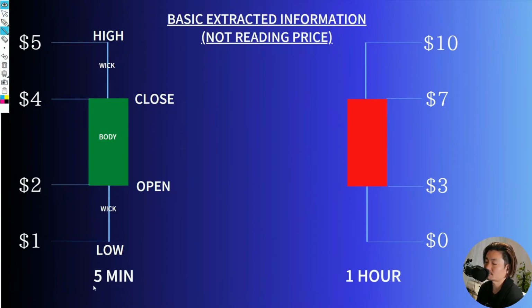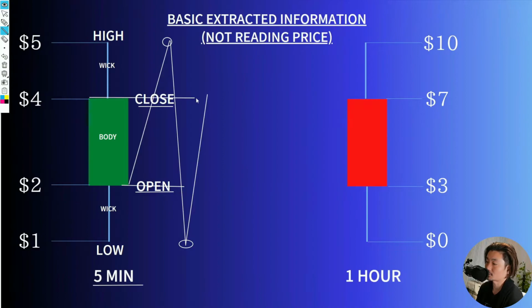Okay, so let's go over the basic extracted information from a candlestick. Let's say this was a 5-minute candle. Because the color of the body is green, we immediately know the close was higher than its open. So in the first minute of this 5 minutes, price opened at this price level right here at $2. And then somewhere within 5 minutes, price reached a high of $5 right here, and then reached a low of $1. You want to remember, this candlestick does not tell us which one came first. The low could have been hit before the high. But ultimately within the last 5 minutes, price came back up and closed at $4 right here.